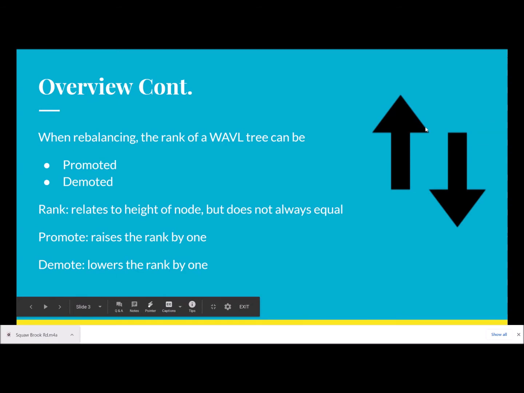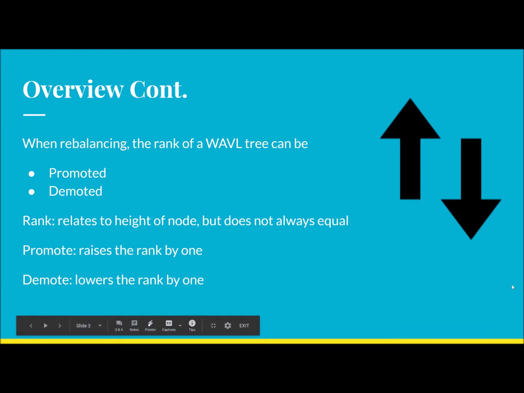When a WAVL tree is being rebalanced, two actions can occur to its rank. The rank can either be promoted or demoted. The rank directly relates to the height of the node, but it does not equal the height in all cases. When the rank is promoted, the value of its rank increases by 1. For example, a rank of 1 becomes a rank of 2. When the rank is demoted, the rank is decreased by 1. In this case, if the rank is 2, it will then become 1.